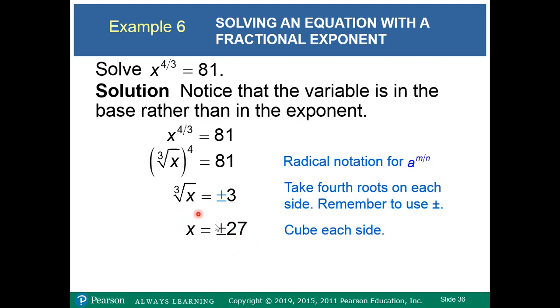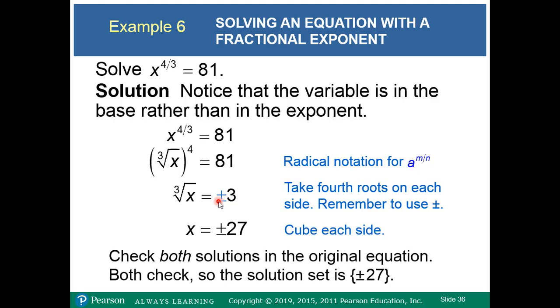Okay? Now, why do we have the plus minus here? It's because we had to take an even root. And so anytime we take an even root, we got to make sure we have the plus minus here. Okay, so our solution set is plus or minus 27. Now, check that both solutions work in the original equation.